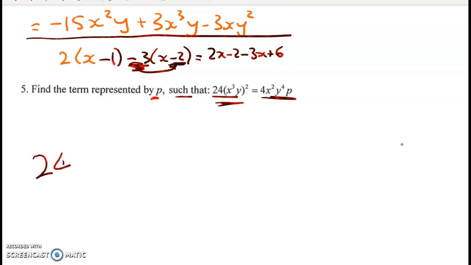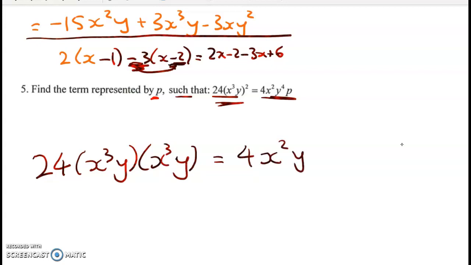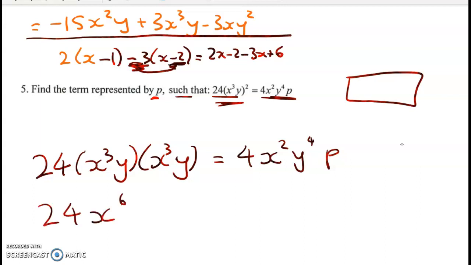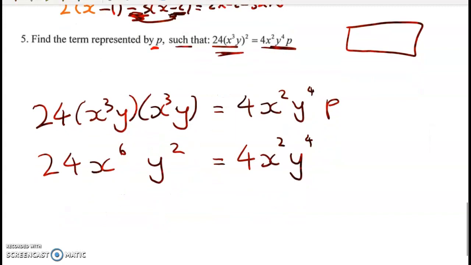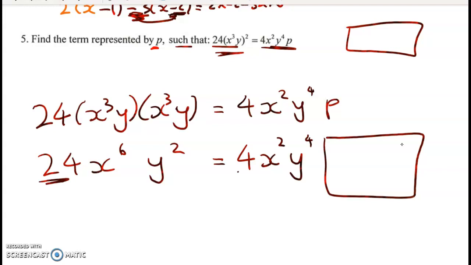We've got 24 x cubed y squared is the same as x cubed y times itself is equal to 4 x squared y to the power of 4 times p. So we can think of p as just a box that we chuck everything into that we need to make this work. So we've got 24 x to the power of 6 y to the power of 2 is equal to 4 x squared y to the power of 4 times, well, what are we going to need? Well, we have to match up the 24. So we've got 4 times 6 is 24. So this has to have a 6.